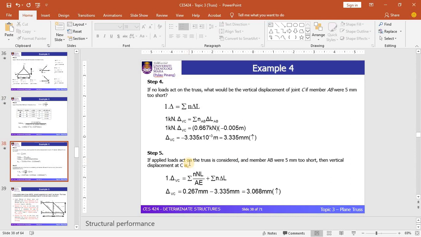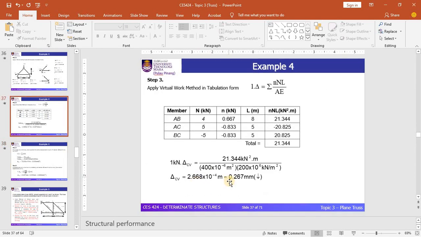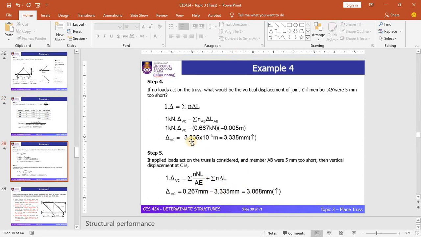So the last part, which is not asked in the question but presented in this slide, is the displacement due to the combination of both effects, which is the effect due to the applied load and the effect due to the fabrication error. Okay, so we have calculated the value of each case. The displacement due to the load is equal to 0.267 mm downward. Meanwhile, for the fabrication error effect it is equal to 3.335 mm upwards.